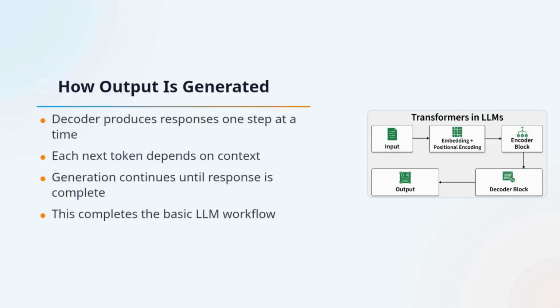Once the model has processed the input, it starts generating output token by token. Each next token is chosen based on the earlier words and the context learned from the input. This step-by-step decoding is why responses appear as a sequence rather than all at once. Now that we understand the working flow, the basic mechanism of an LLM is complete.